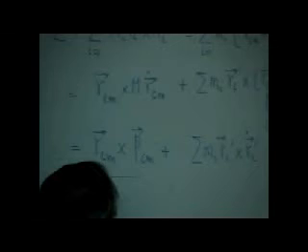So I am left with the final answer: r center of mass cross P center of mass, plus summation m_i r_i prime cross r_i prime dot. The first term is what I will call the angular momentum associated with the center of mass, and this one is the angular momentum about the center of mass.